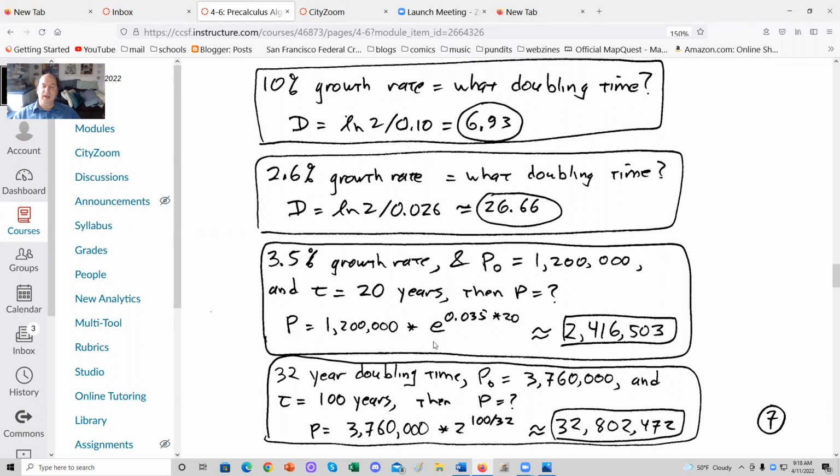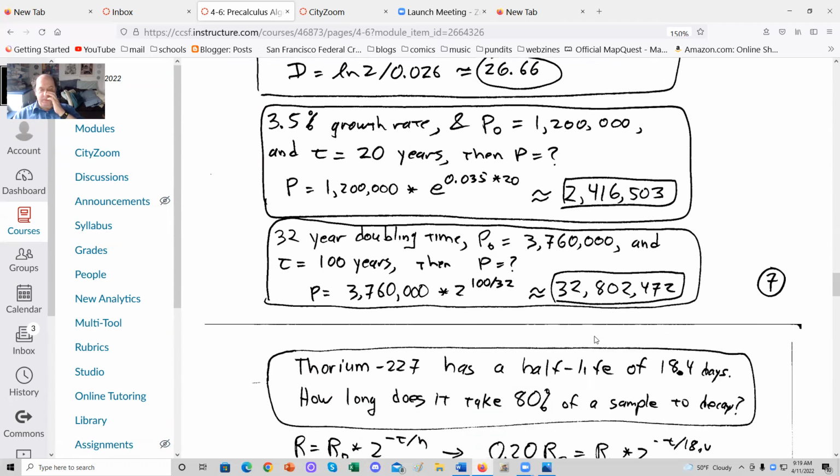Population is P naught e to the KT, 1.2 million times e to the power 0.035 times 20. Okay, after a bit of calculation it is 2,460,503. I think the 3 is a bit too much accuracy. Really, you only have one decimal place accuracy. So I say at best we can say 2,400,000 is the best you can do for accuracy.